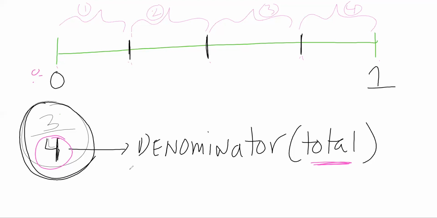This is 0 out of 4 parts. This is 1 out of 4 parts. This is 2 out of 4 parts. This is 3 out of 4 parts. And this is 4 out of 4 parts. This is all of it.